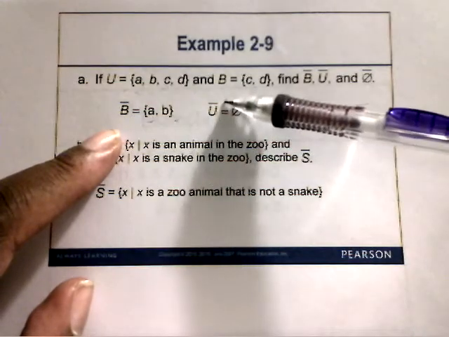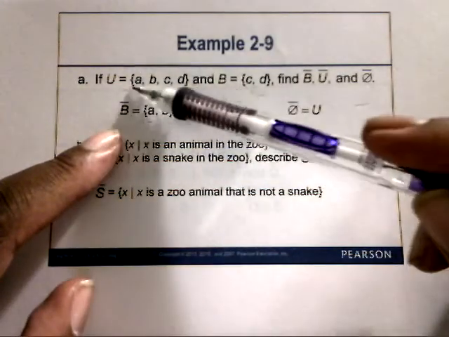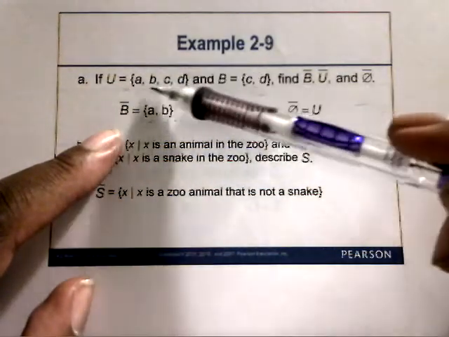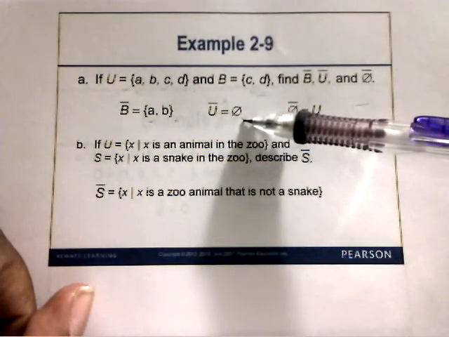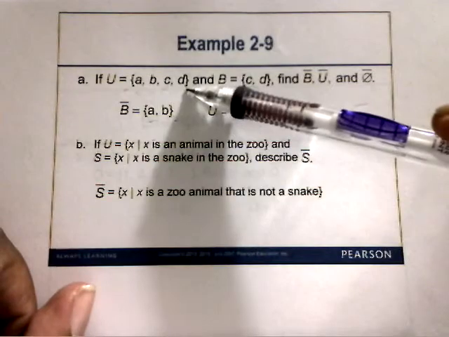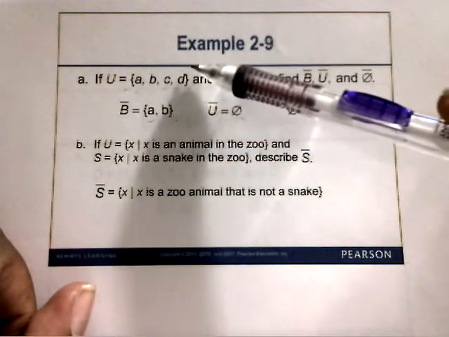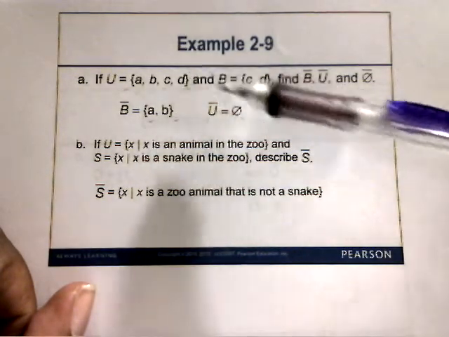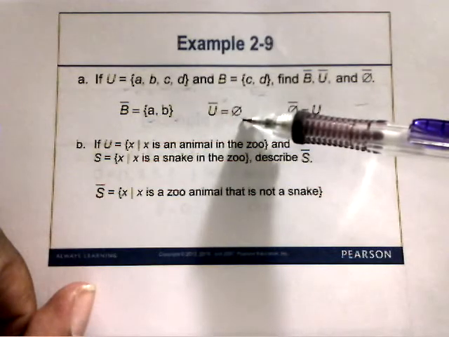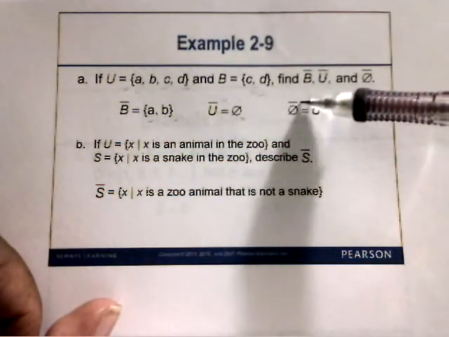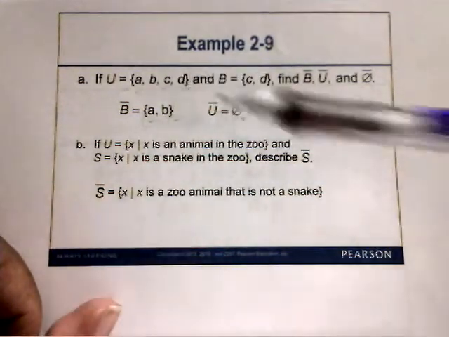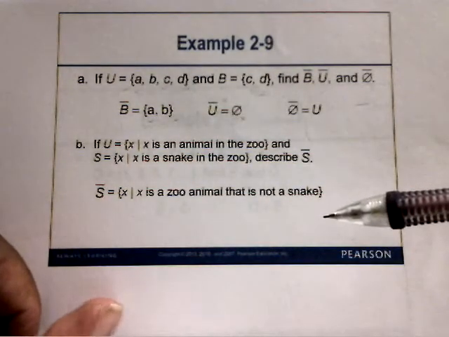Okay, U complement, that's the universal set. Take the entire universal set out, you're left with just the empty set, because you're taking all of the elements that are not in the universal set. So that leaves you with the empty set. And the complement of the empty set is the universal set. Okay.